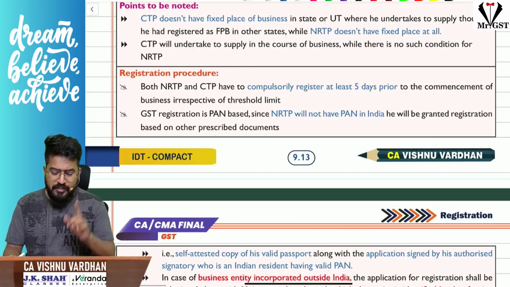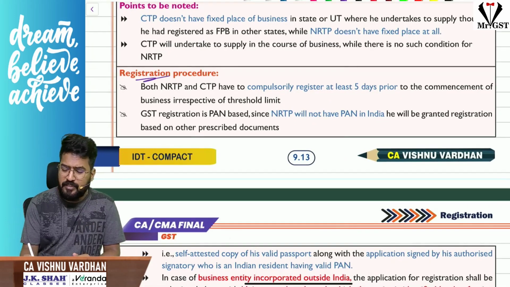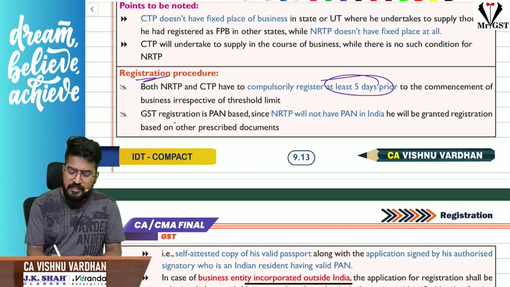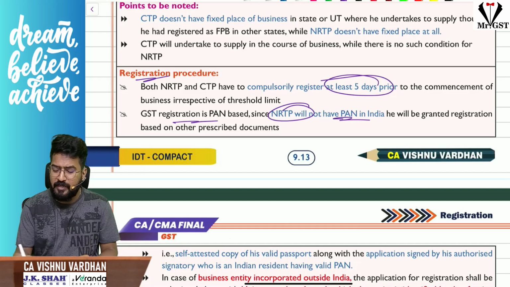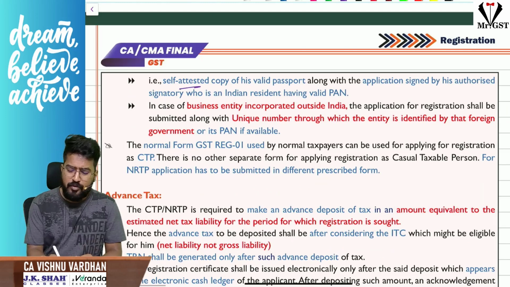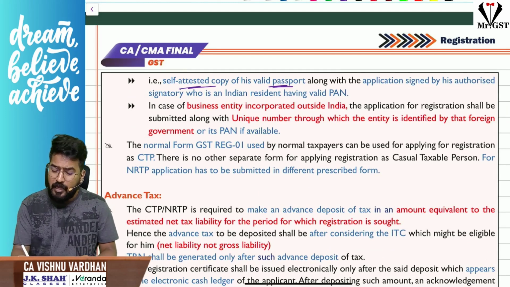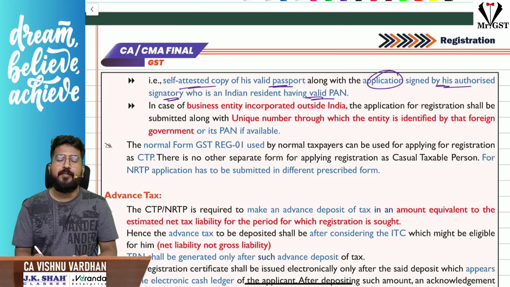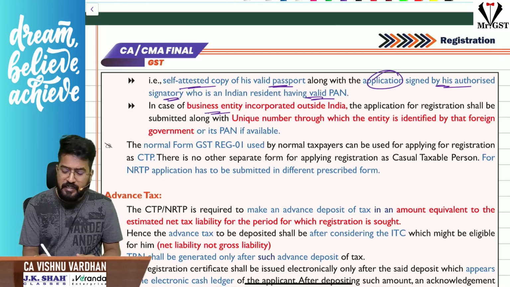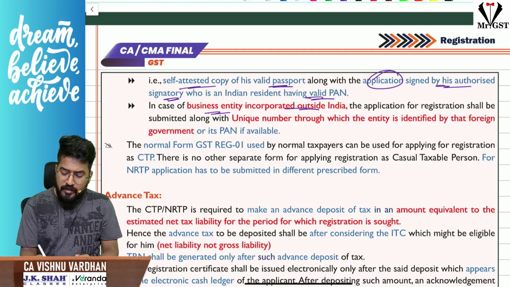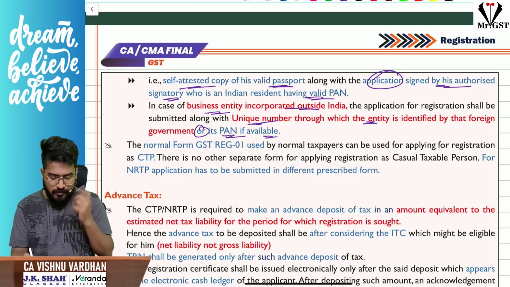in the registration procedure here, as we have already seen, they should apply for registration at least 5 days prior to the commencement of the business. That is a different point for them. And GST registration is PAN based, but an NRTP will not have a PAN in India. You will get the registration based on other prescribed documents. What are the other prescribed documents? As I told you already, a self-attested copy of a valid passport along with the application signed by an Indian authorized signatory who has a valid PAN. Or, sir, if the NRTP is a business entity incorporated outside India, with the registration certificate they got outside India, that unique number they should use here, or if they have any PAN in India, that also they can use. Okay, so that is the point.